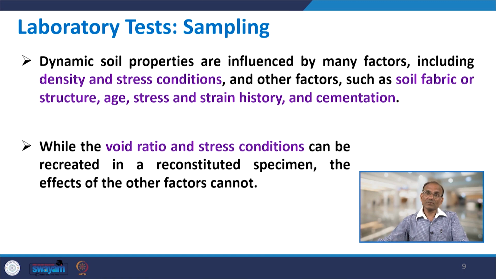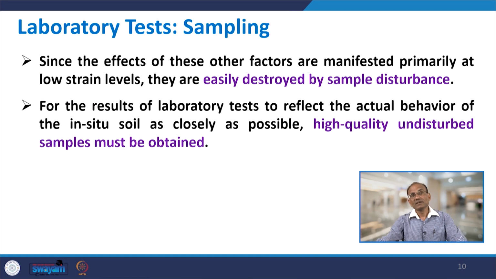Normally the void ratio or stress conditions can be recreated in a reconstituted specimen in the laboratory. We can test at a particular relative density, maintaining the void ratio and the stress conditions also. However, the other effects are difficult to consider in the lab.